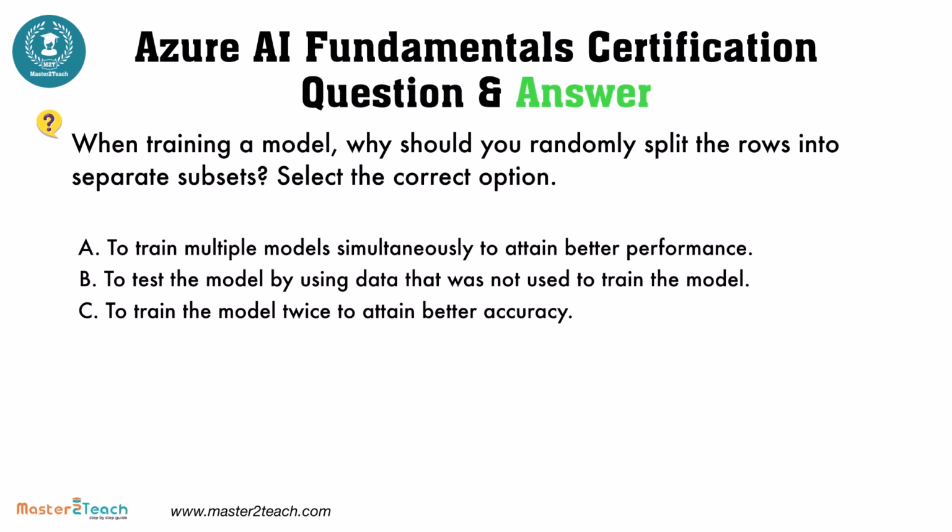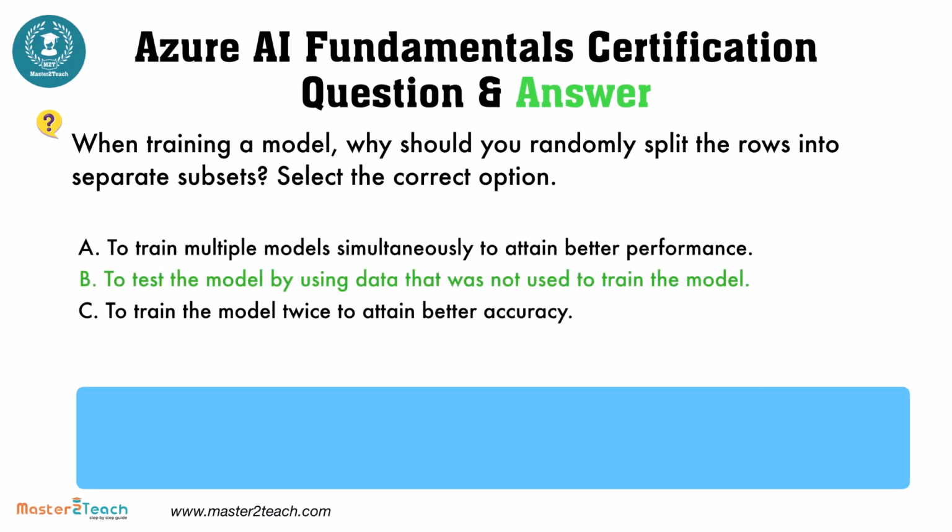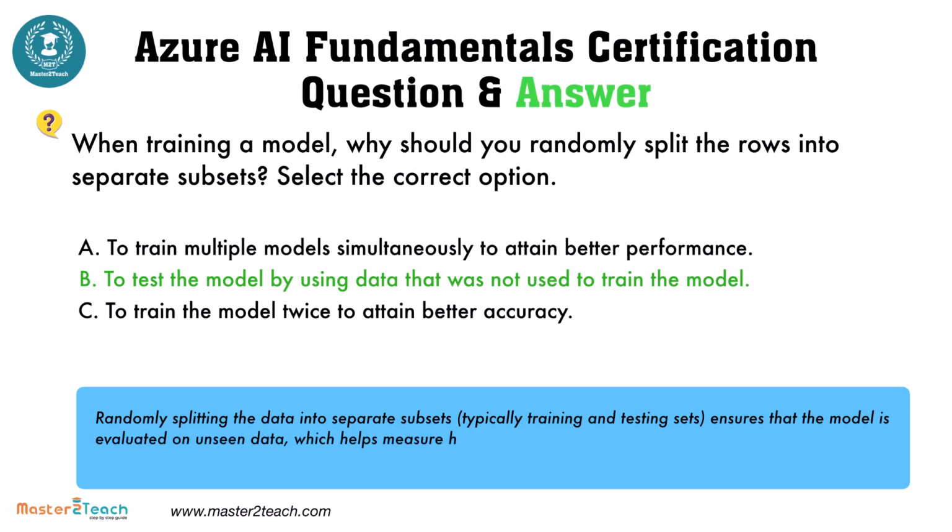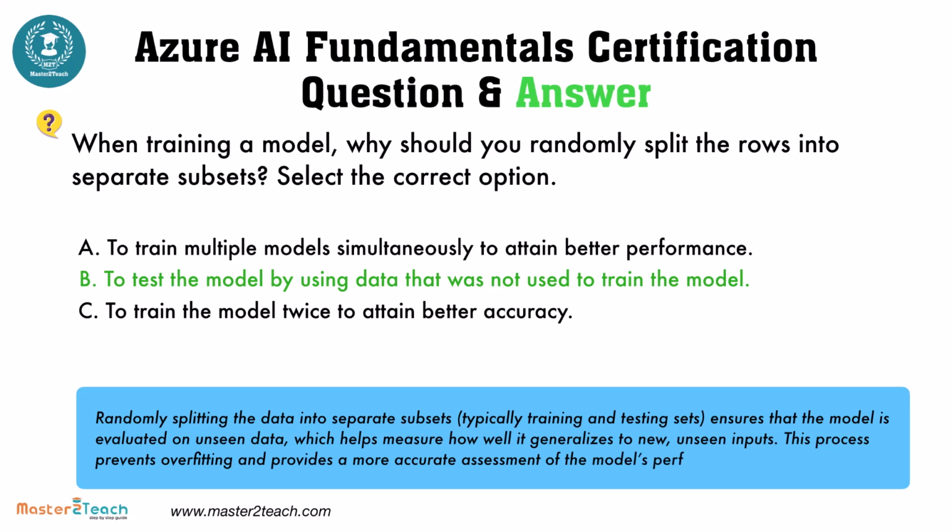The correct option is to test the model by using data that was not used to train the model. Randomly splitting the data into separate subsets, typically training and testing sets, ensures that the model is evaluated on unseen data, which helps measure how well it generalizes to new, unseen inputs. This process prevents overfitting and provides a more accurate assessment of the model's performance.